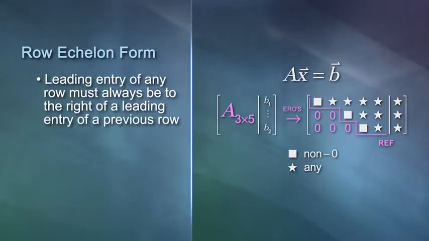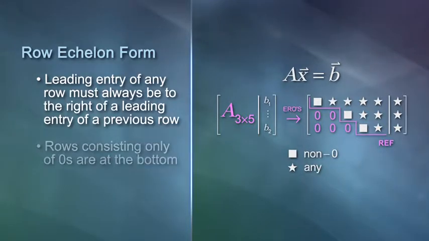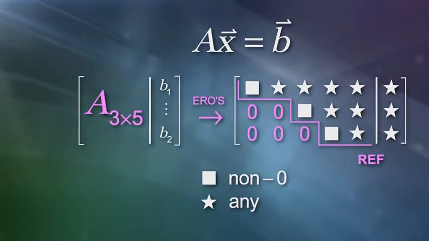The leading entry of any row must always be to the right of a leading entry in a previous row. And rows consisting only of zeros are at the bottom. Matrices satisfying these properties will have a step-like appearance, such that leading entries sit on the steps and all the entries below the steps are zero. Above the steps, apart from the leading entries, the other entries may or may not be zero.